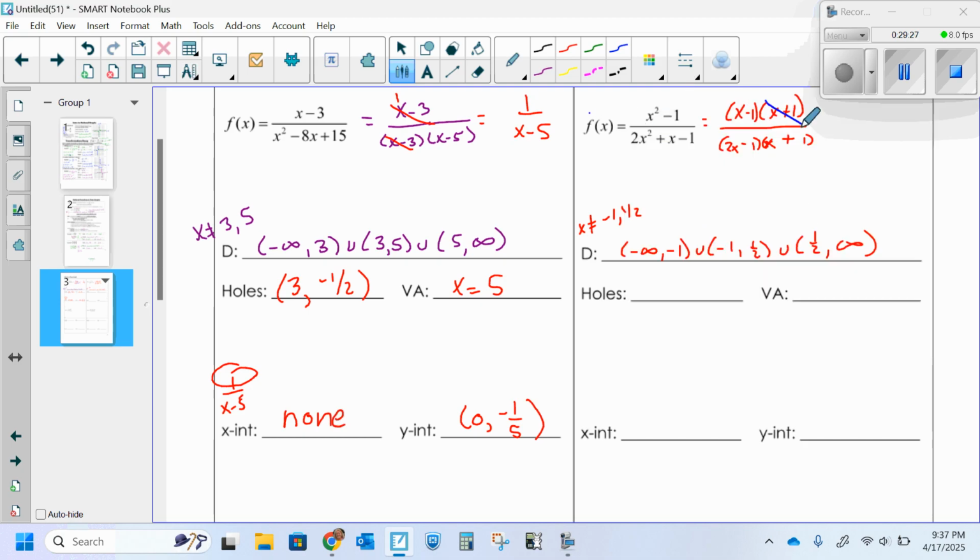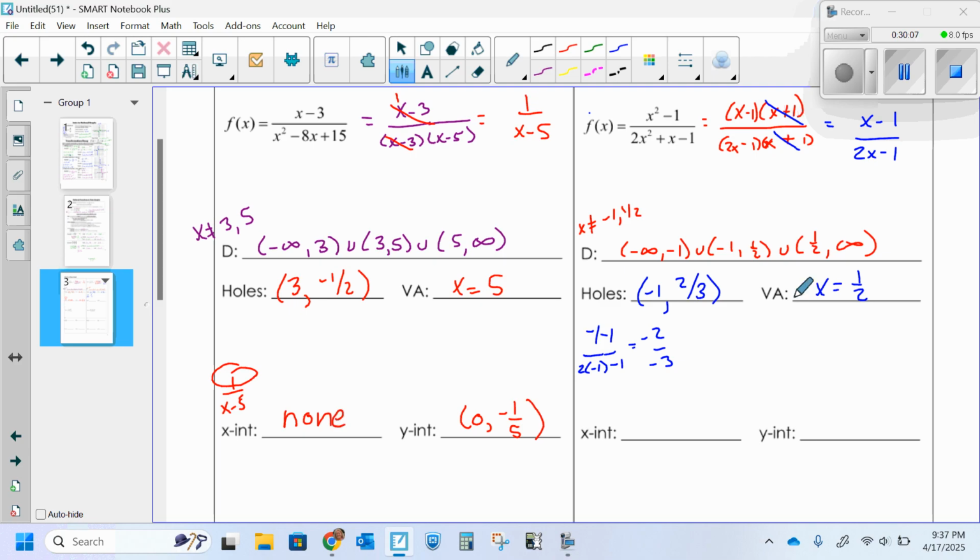I can cancel the x plus 1's. If I cancel a factor, that means I have a hole. The x coordinate of the hole is a negative 1. And again, these have to match these. Whatever you have here has to match these restrictions. Plug in a negative 1 into the simplified equation. So negative 1 minus 1 over 2 times the negative 1 minus 1. So we get a positive 2/3, and that means that x equals 1/2 is your vertical asymptote.